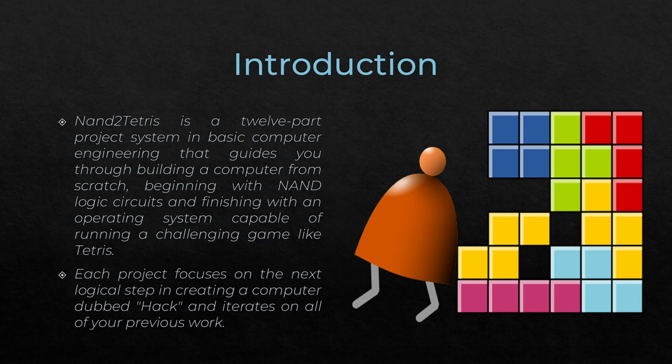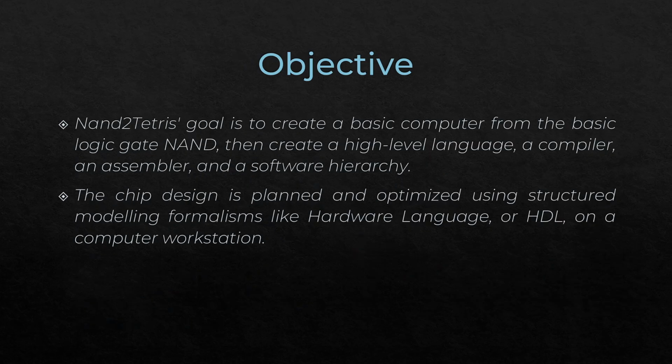Each project focuses on the next logical step in creating a computer dubbed Hack and iterates on all of your previous work. So the objective of Nand2Tetris is to create a basic computer from the basic logic gate NAND, then create a high-level language, a compiler, an assembler, and a software hierarchy. The chip design is planned and optimized using structured modeling formalism like hardware description language, or HDL, on a computer workstation.